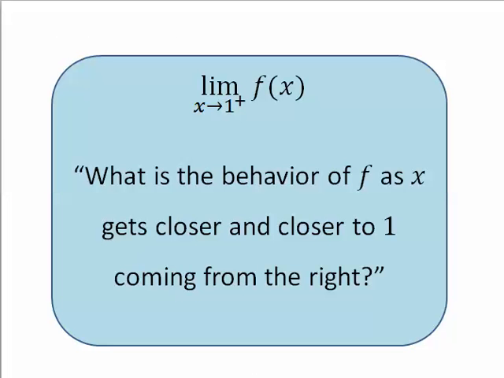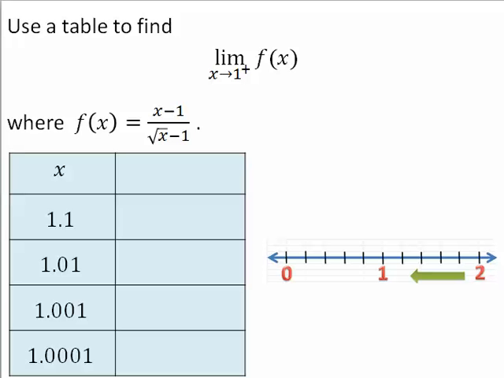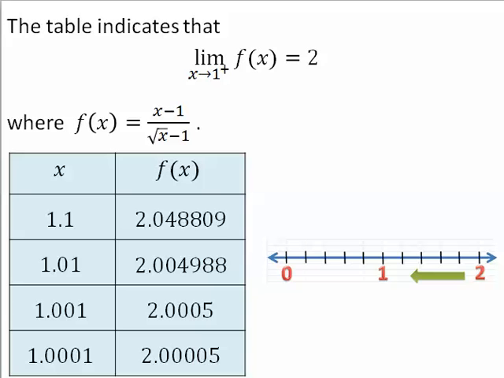What is the behavior of f as x gets closer and closer to 1 coming from the right? Well, let's do this example. So x is approaching 1 from the right. So x is larger than 1 and getting closer and closer to 1. And so I use perhaps this table. These x values are all larger than 1 and getting closer to 1. And when I fill out the table, I see that the limit is equal to 2.